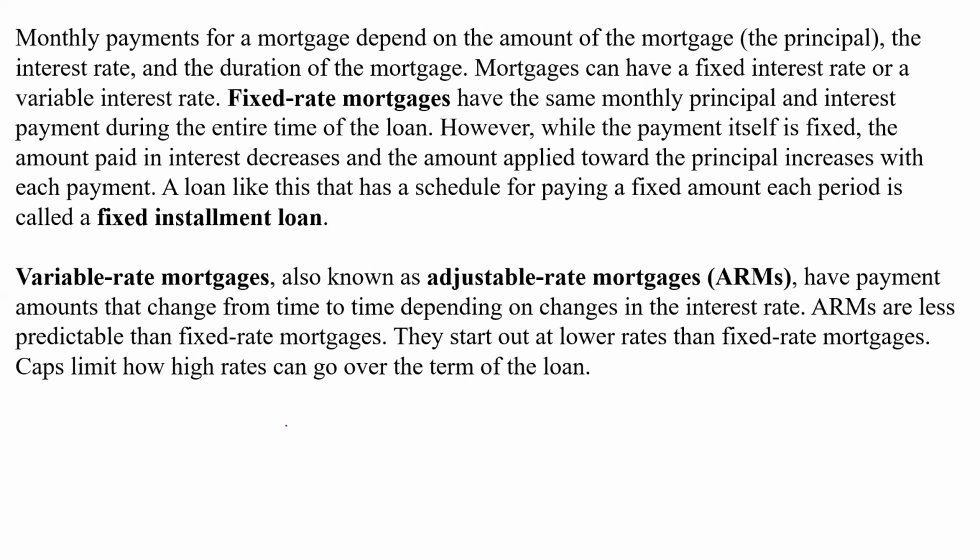A loan like this has a schedule for paying a fixed amount each period, and this is called a fixed installment loan. Now, a variable rate mortgage is also known as an adjustable rate mortgage, or ARM loan, and it has payment amounts that change from time to time depending on changes in the interest rate. So ARMs are less predictable than fixed mortgage rates, and they usually start out lower than a fixed mortgage rate, but then they can go up and up over time, although there are cap limits on how high a rate can go over the term of the loan.